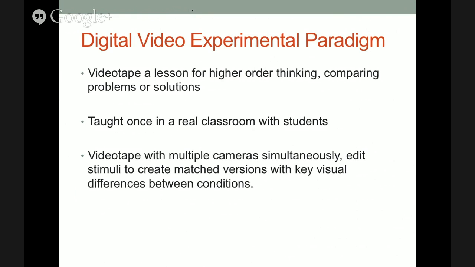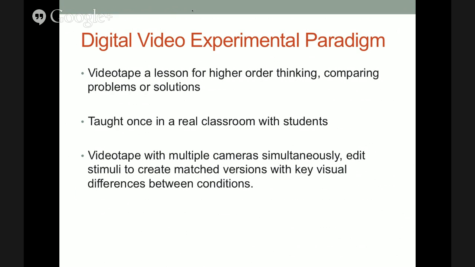Then we videotape it simultaneously with multiple cameras. Then we edit these video data to create matched versions with key differences between the conditions. In our studies, we're really interested in visual cues and support. So they always have the exact same audio stream, but you can manipulate what actually is captured in that video. And then we can randomly assign these edited videos to new classrooms of students using them as stimuli.